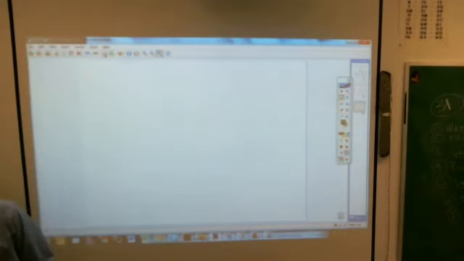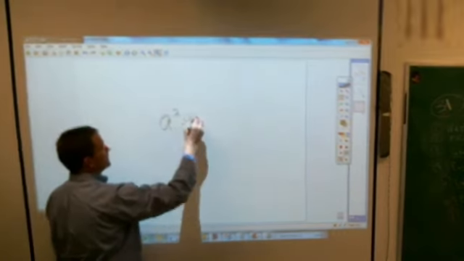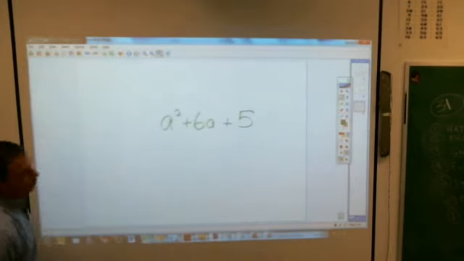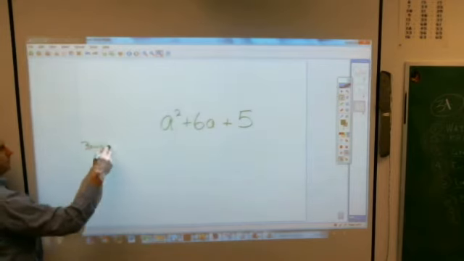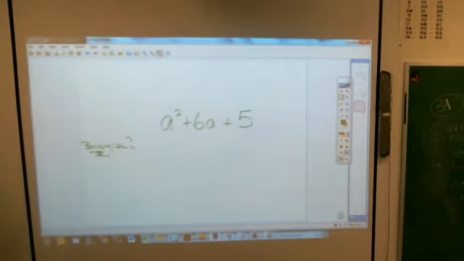How about this? What if I said, a squared plus 6a plus 5. What binomials multiplied together will give you that? The beauty of that is 5 really only has 2 factors. You don't have much in the way of choices there.